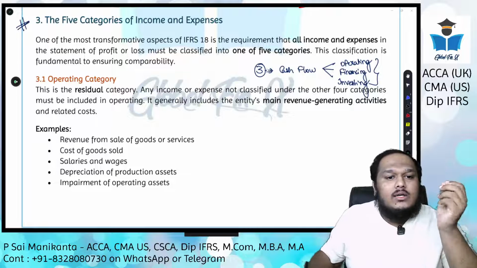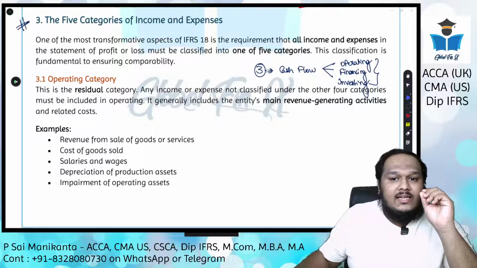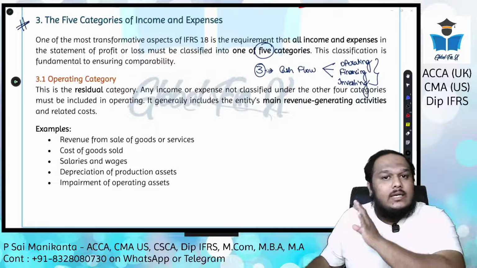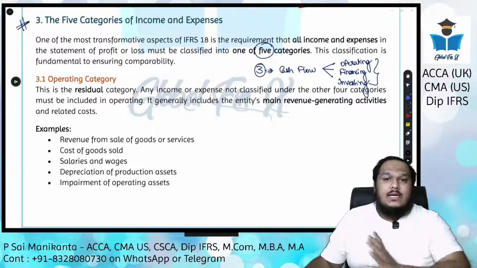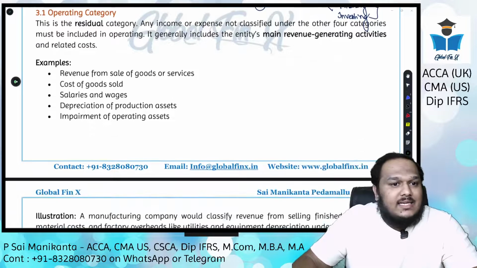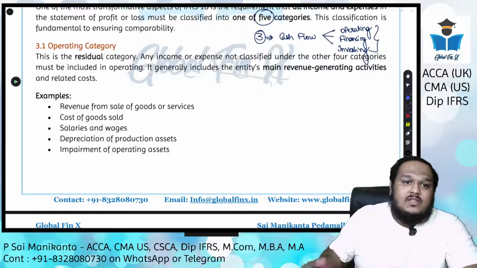Okay. And then what are the other two? So you said total five categories are there. What are the other two? The other two are one related to taxes and the other one related to discontinued operations. We'll see later. Just stick with me. Okay, so what are the first three? Operating, financing and investing. So let's start with the first one.